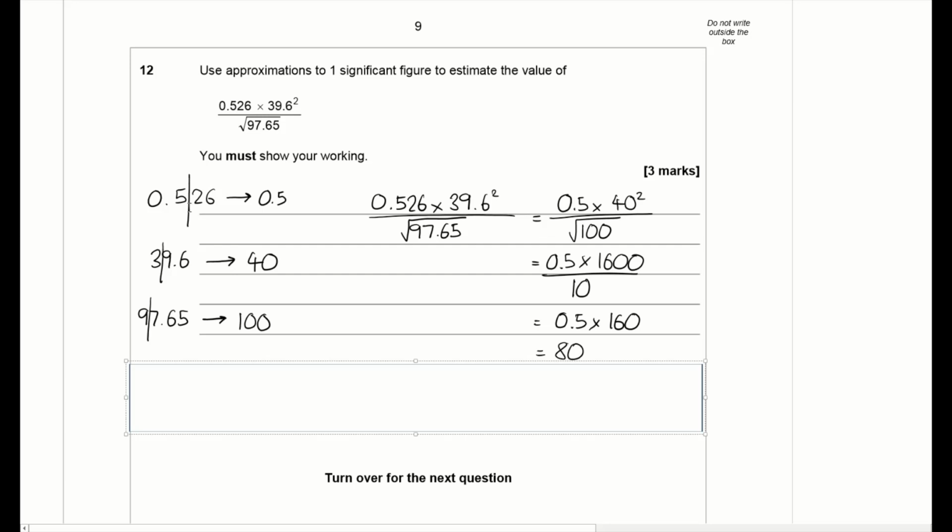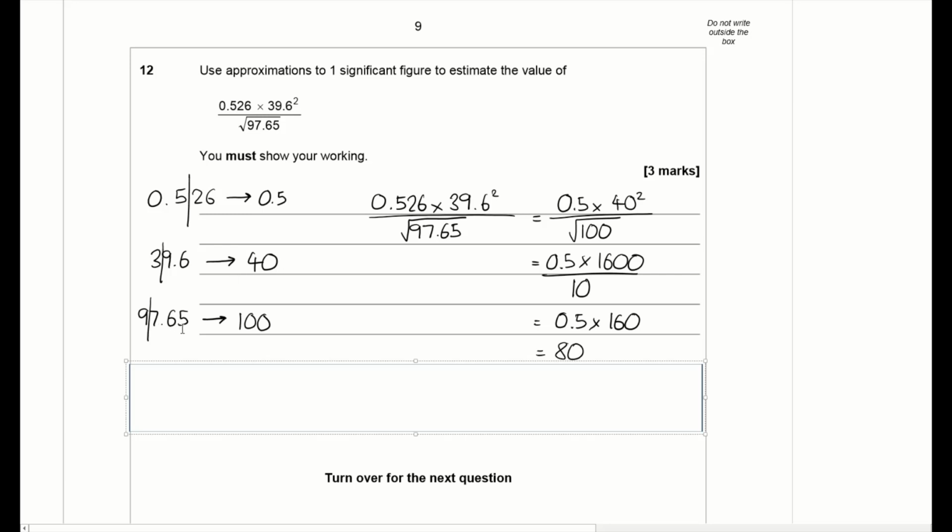The divider always goes after that. 2 itself is less than 5, so this becomes 0.5. For 39.6, the divider goes after the 3. 3 is the first significant figure. 9 is 5 or greater, so this would round up to a 4, 40.